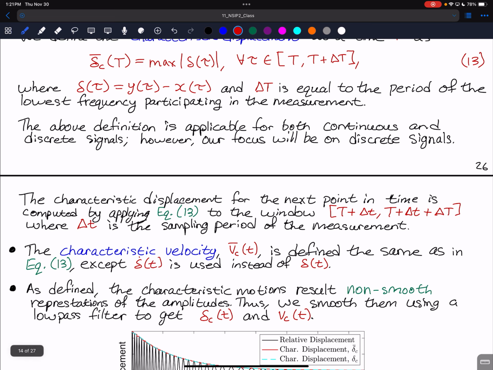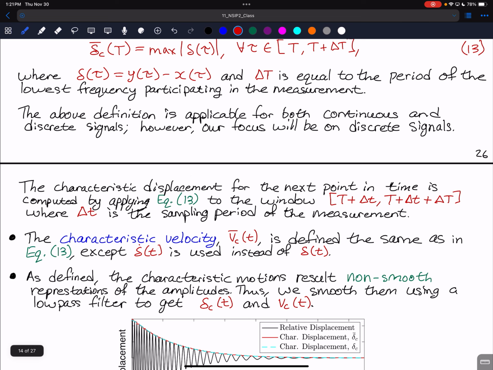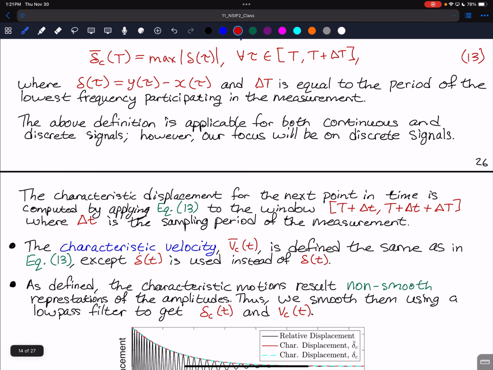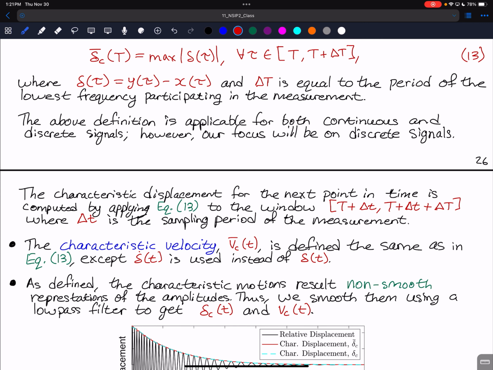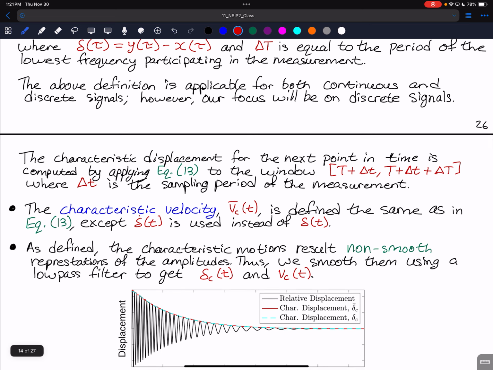All right, so given that, we can also now define the characteristic velocity, which is exactly the same as equation 13, except instead of using delta, we're going to use delta dot. So we're just going to compute the same thing using the relative velocity. So when we do this, what we end up with is basically a stepping representation of the amplitude of that relative displacement.